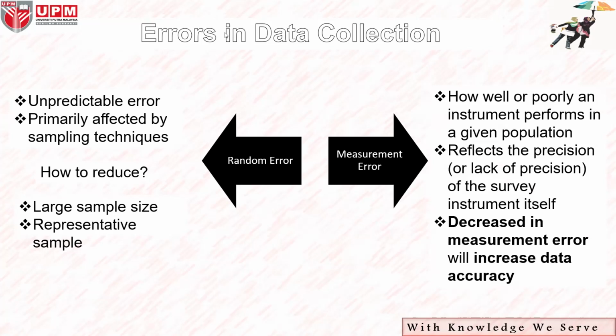The questionnaire. So it reflects the precision or lack of precision of the survey instrument itself. Are the items we have in our instrument really reflecting the construct, reflecting the variable that we want to measure? How sure are we about the accuracy of the items being used in our instrument? So if we decrease measurement error, data accuracy will increase. The lower the measurement error, the higher the accuracy of the finding that we have.